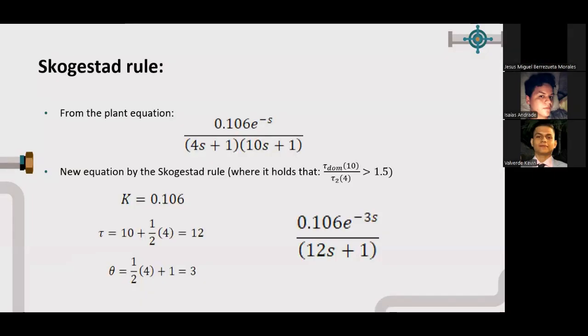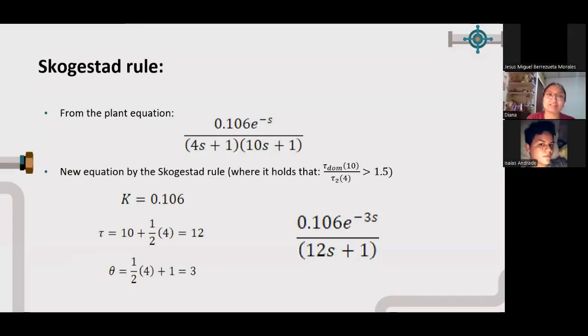Well, for the Cohen-Coon method, we need to apply the Cohen rule to reduce the plant equation. In this one, we use the Cohen rule to get the gain, which is the same as the first plant. The tau is the higher tau plus the second higher tau, which is 4 divided by 2.